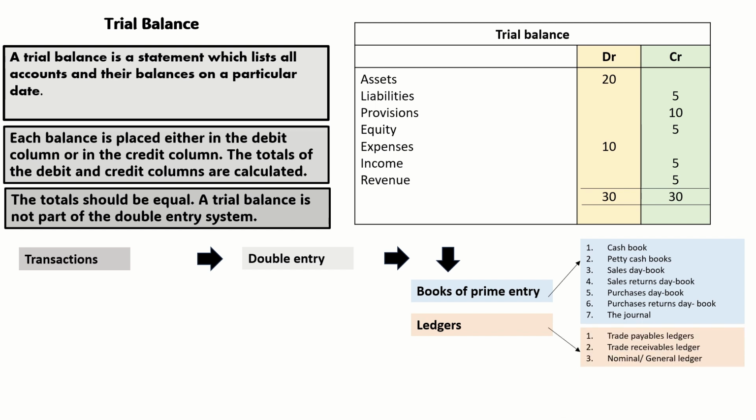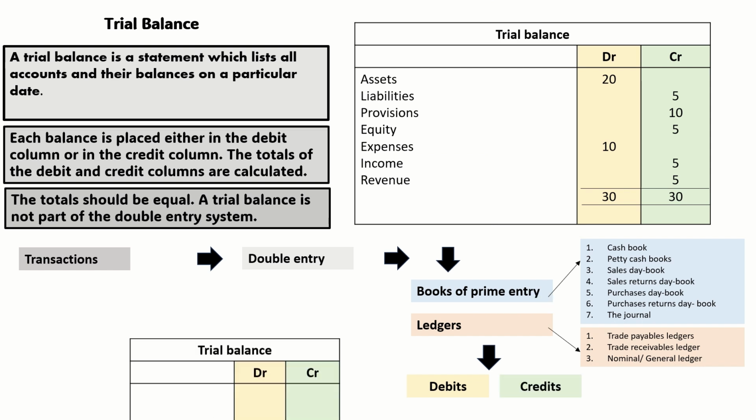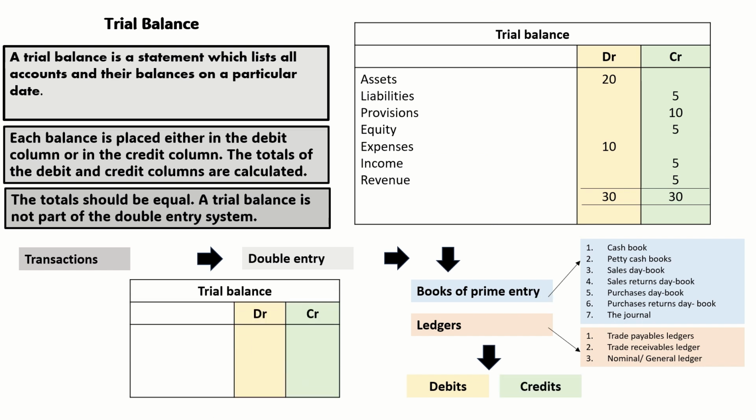These ledgers can be classified as trade payables ledger, trade receivables ledger, nominal or general ledger. Then you balance off the ledgers, identify the debits and the credits as balance brought down, and transfer it to the trial balance and balance off the trial balance.